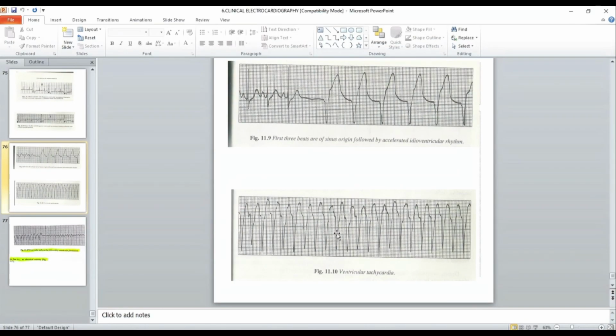Ventricular tachycardia: wide QRS complexes occurring at nearly regular intervals. This is ventricular tachycardia. Here above it is idioventricular rhythm, where the impulse comes directly from the muscles. The rate is slow.